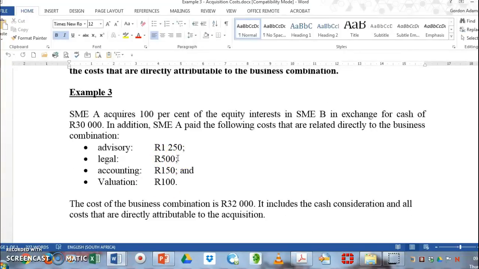So the question is, what is the total cost of this business combination for the acquirer? It is the 30,000 Rand cash paid plus the directly attributable costs of 2,000 Rand in total, which means then that the cost of the business combination is actually 32,000 Rand, which includes the cost of the consideration paid, 30,000, and all the costs that are directly attributable to the acquisition.